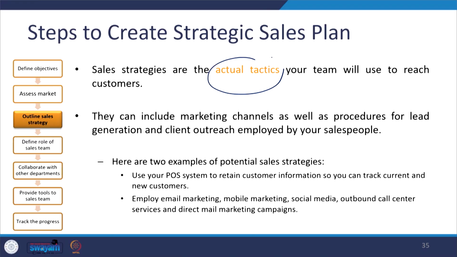Coming to the third step, which is outlining the sales strategy. Sales strategies are the actual tactics, right? They are used by actual salespeople in the field. Your team will be using them to reach customers. They can include marketing channels as well as procedures for lead generation, client outreach, etc. So for example, you can use your point of sale system, that is the POS system, to retain customer information so you can track current and new customers.